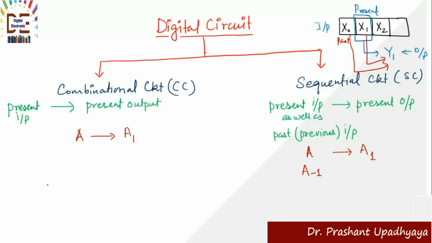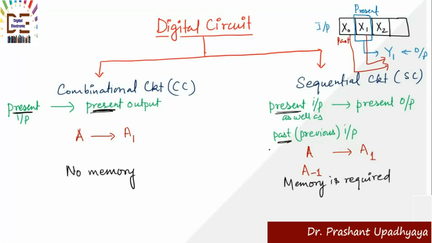So in a combinational circuit, no memory is required, whereas in a sequential circuit, memory is required. Got this point? We say no memory in CC and memory in SC, because in a sequential circuit the present output depends on the present input as well as the past input, which you have already held. Is that clear? In a combinational circuit we only focus on the present value, whereas in a sequential circuit we focus on both present and past values.